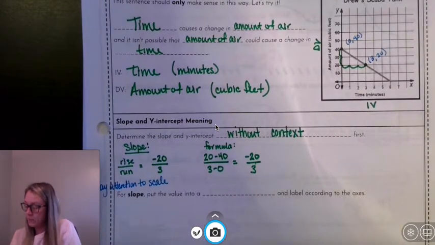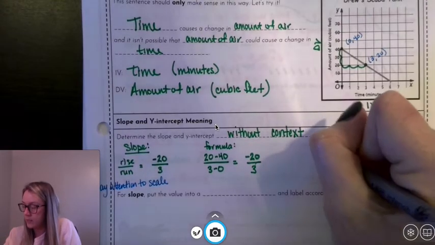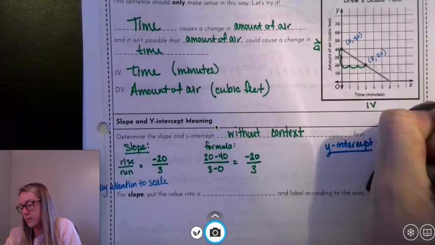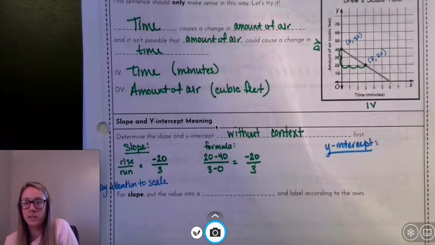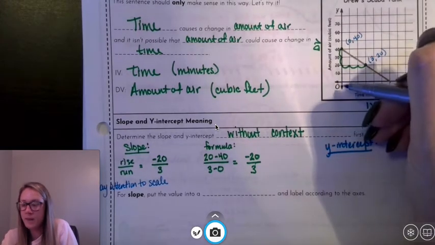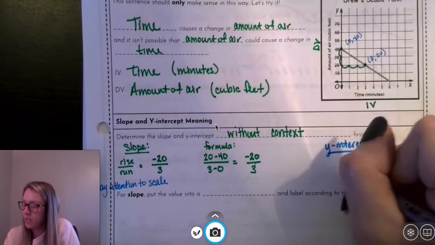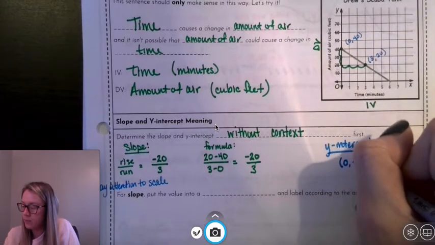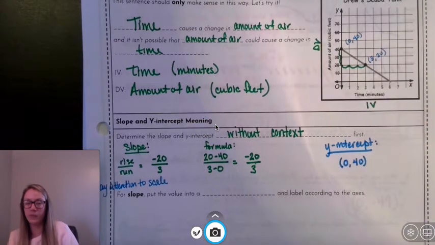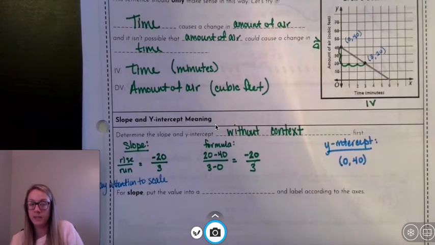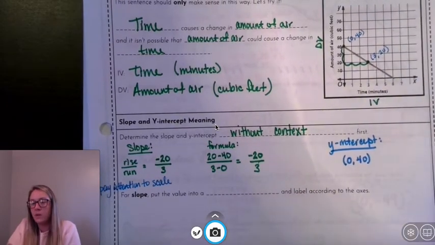And then we also need to figure out our y-intercept. So our y-intercept is where our line crosses the y-axis. So looking at our graph, it looks like it crosses right here, which we actually already labeled. And our y-intercept is (0, 40). So I was able to find those without the context first. So now we're going to scoot up.